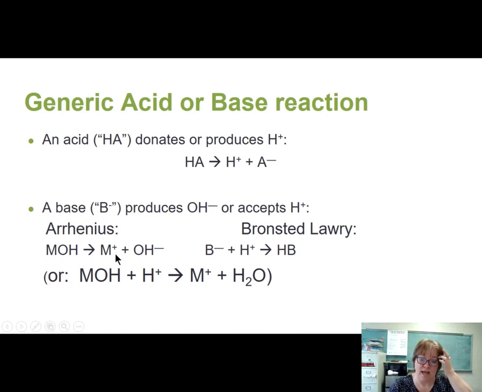And so we have the Arrhenius version of a base, which is the type that produces hydroxide ion. That would mean I have something with a hydroxide, I put it in water, and it's going to make M plus, and the hydroxide ion will be produced. Also, the Bronsted-Lowry definition is that a base is a hydrogen acceptor. So probably it's going to be a negative ion, and it accepts the H plus and becomes HB. This would be another way of showing it generally.